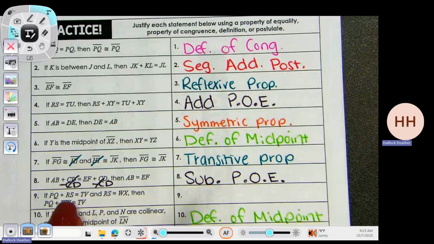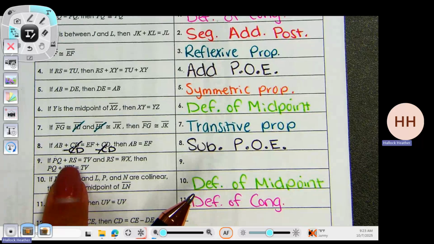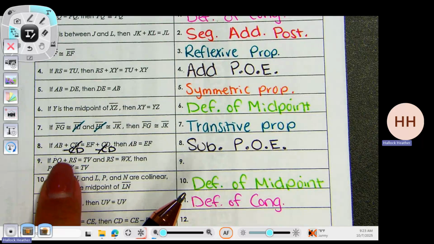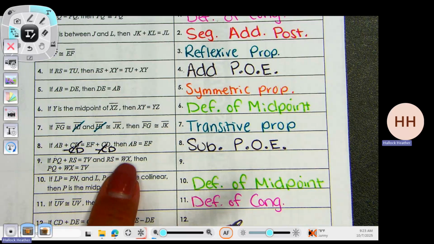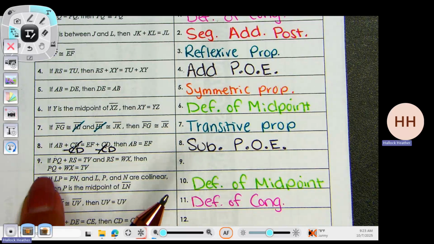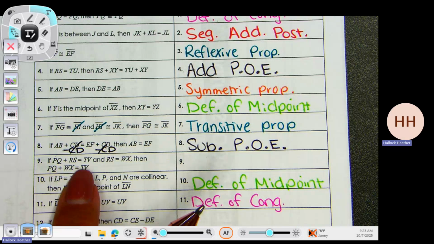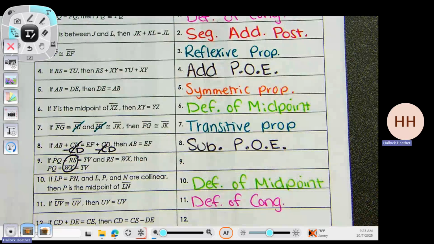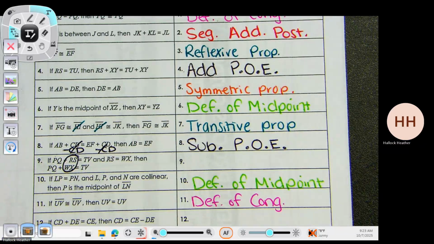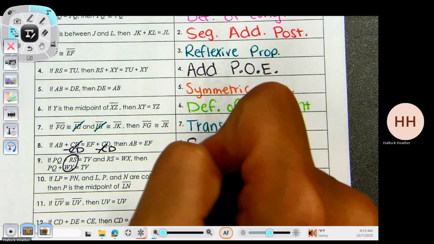Number 9 is the hardest one from yesterday. It says if PQ plus RS equals TB and RS equals WX, then PQ plus WX equals TD. Notice that the only thing that changed is this. So what is that property called from yesterday? Substitution. It's replacing it, substitution.